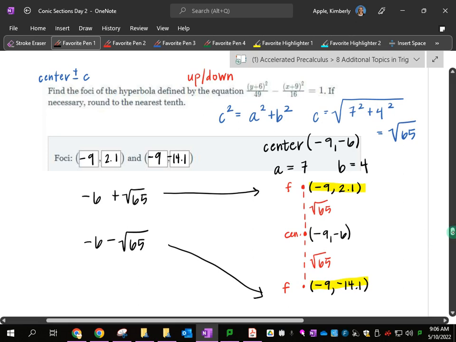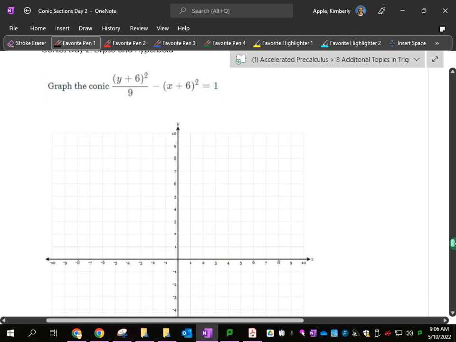Now we'll graph the things. All right, so we need a center and an A and a B, and that's it. And of course, we need to know, is this up, down, left, or right? Up, down.